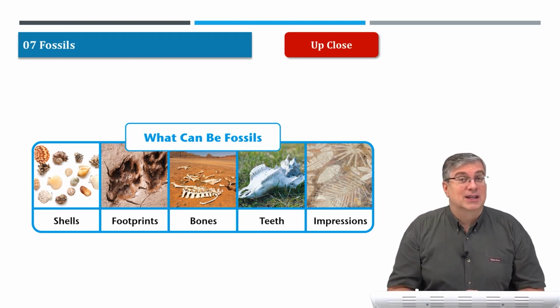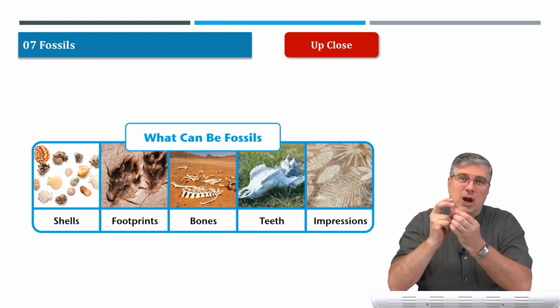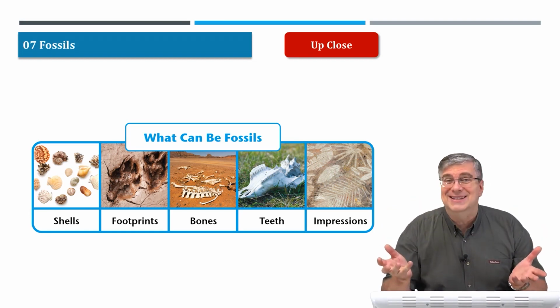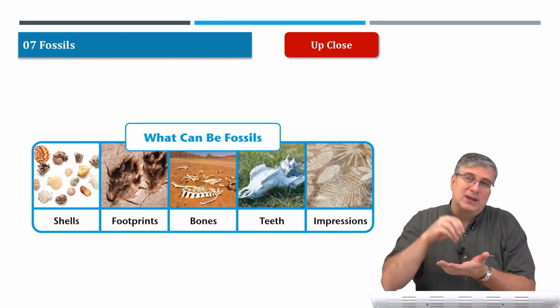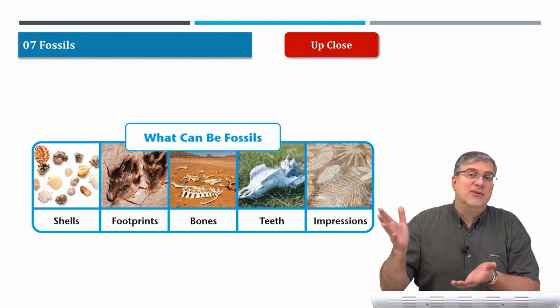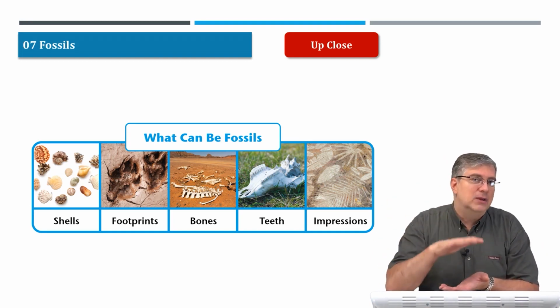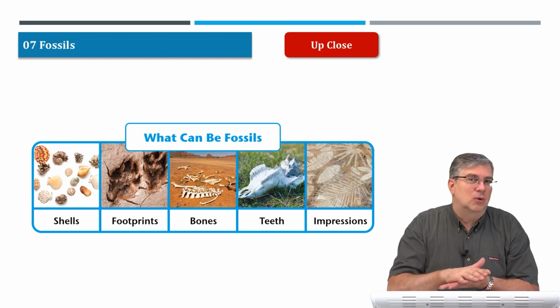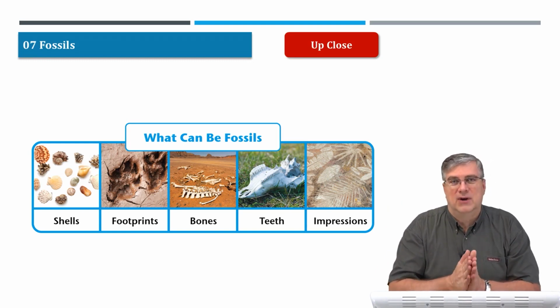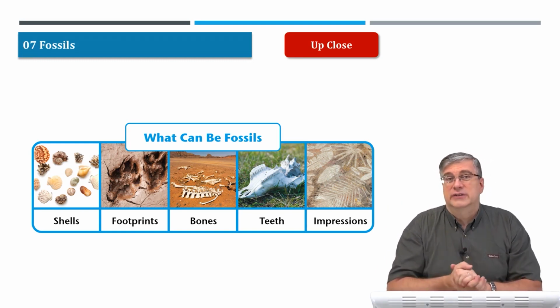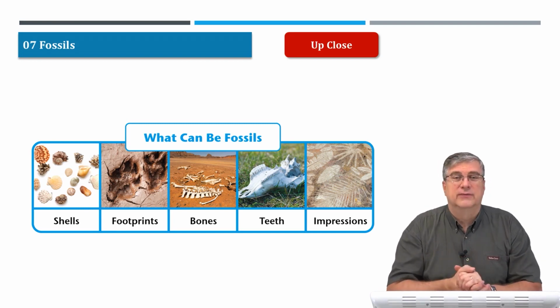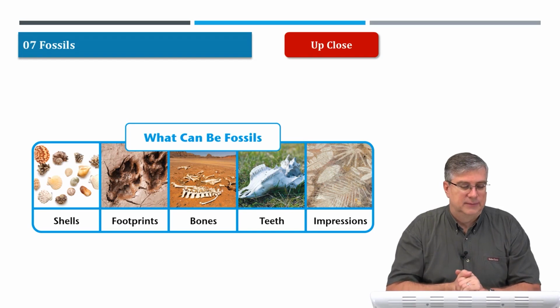Shells. Shells can become fossils, of course, because shells are very hard, right? And they're already in sand. They're at the beach, right? So if they get buried in sand, if the sand gets buried by a lot of other material, the sand might turn to rock. Shells can become fossils. And geologists have found many shells as fossils of very old life.